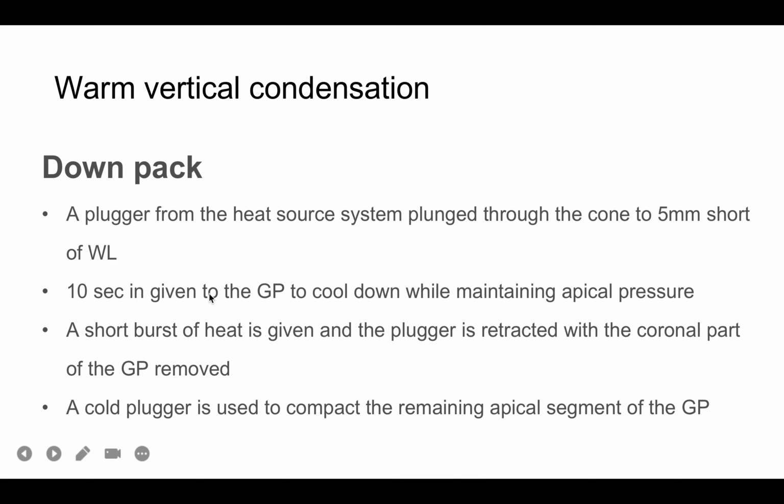After this 10 seconds, the instrument of the heat source is going to be cold. So a short burst of heat is given so that this heat source instrument is going to disintegrate and pluck off the remaining coronal gutta-percha while retracted. And then a cold plugger is used to compact the remaining apical segment of the GP.